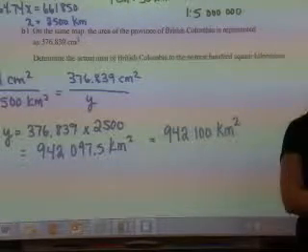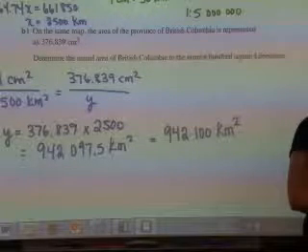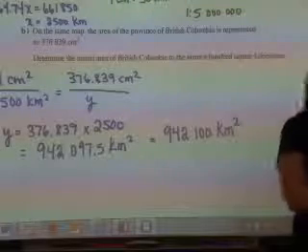So 942,100 square kilometers would be the actual area of BC. It's not gonna be that right.